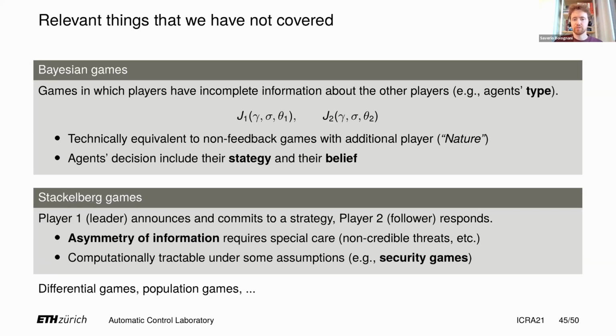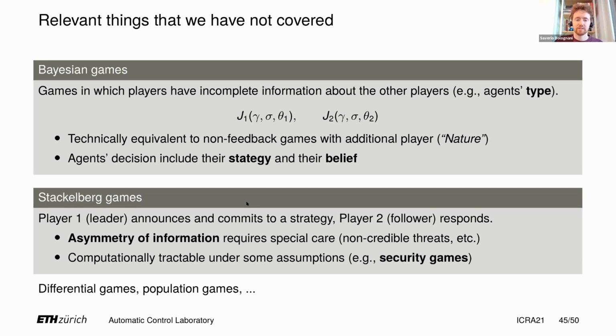From an interpretation point of view, there is something to be said that we're not going to cover here, but the agent's decision now is not only their strategy, it's also their belief about theta one and theta two. So when progressing through the game, they have to update their own strategy. They also have to update their belief about what is theta of the other player. And typically this happens through a Bayesian update. That's why Bayesian games.